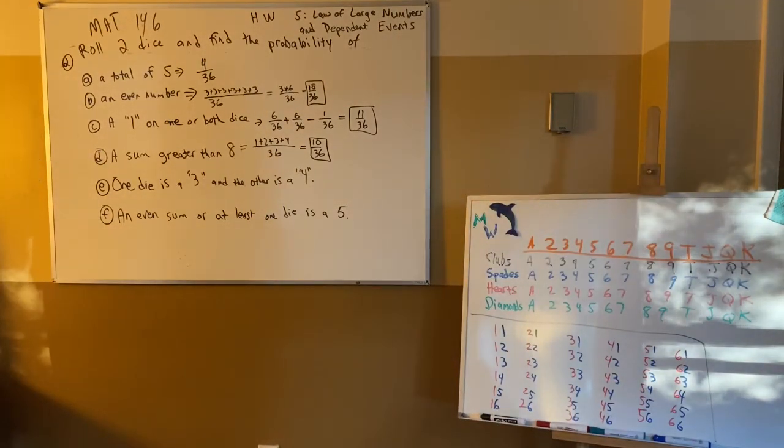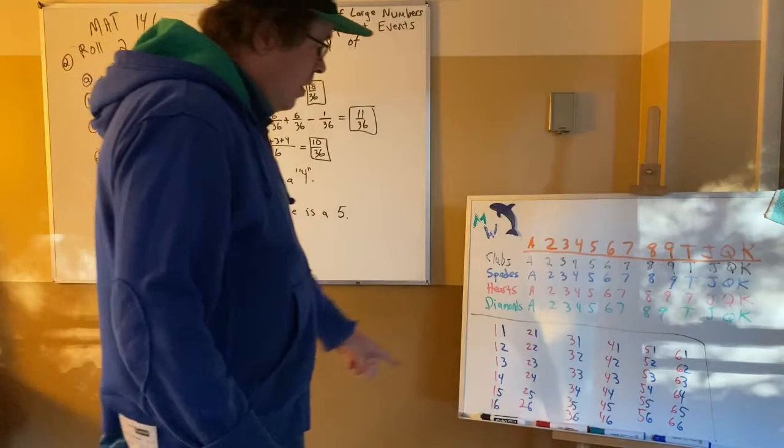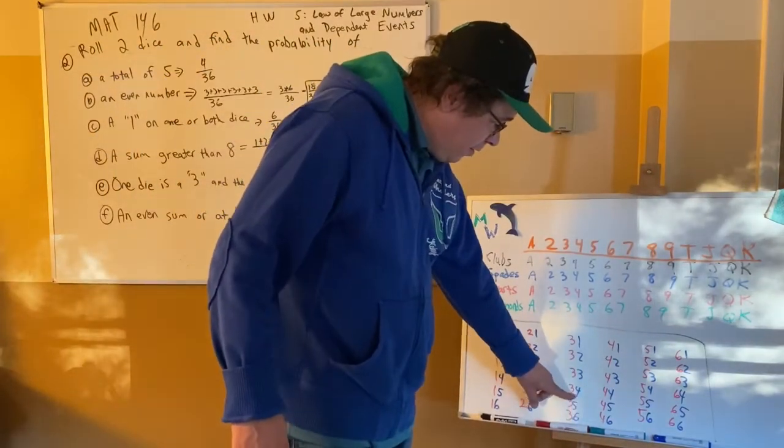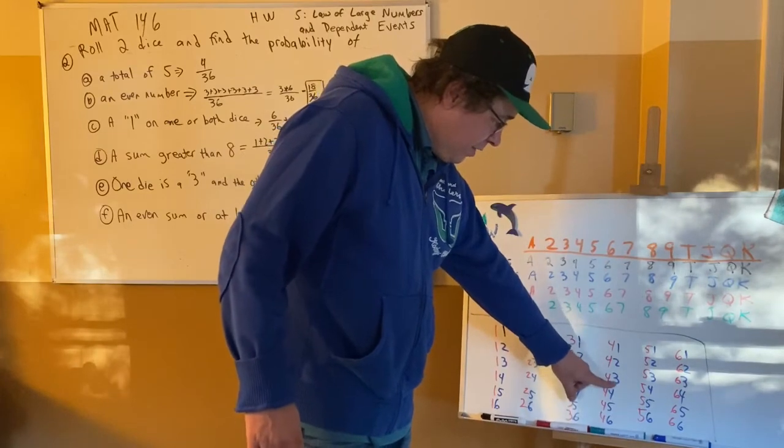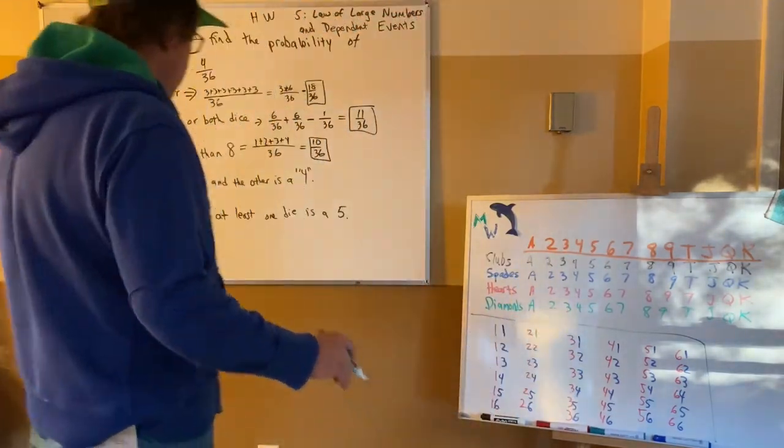One die is a 3 and the other is a 4, not or, and the other is a 4. Okay, so if one's a 3 and one's a 4, we go with the red 3 and find a 4 there. That's one of them. Go with the red 4, go with the green, with a blue 3 and find that one. That's it, those two.